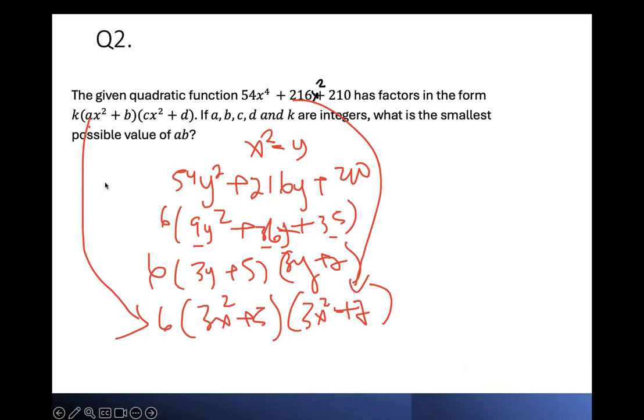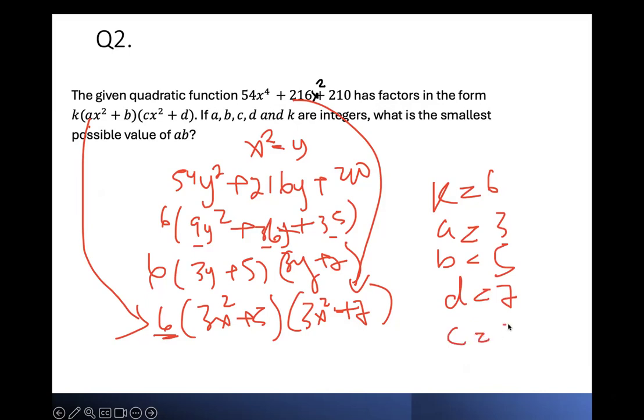Now you can see that our k is 6. Our a is what? So let's write that. Our k is 6 here. Our a is 3. Our b, which is here, is 5. Our d is the 7. And our c is also 3. They're asking you a times b. What do you think? You get 15. So this times this will give you 15. So the smallest possible number is 15.